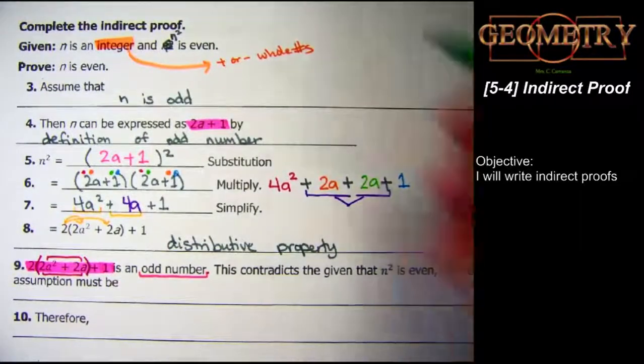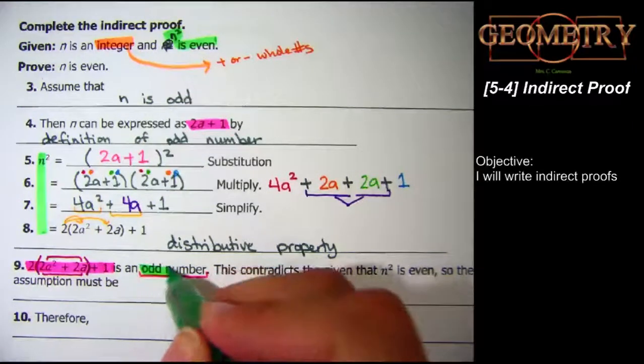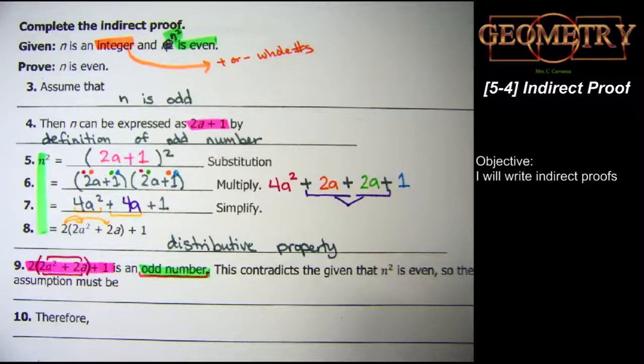But zoom out a second. What was the second thing we were given? That it's even. This, remember, was n squared the whole way down. We were given that n squared is even, but we just proved that n squared is odd. We have a contradiction. It can't be odd if we already know it's even. We just broke something. Probably your head.